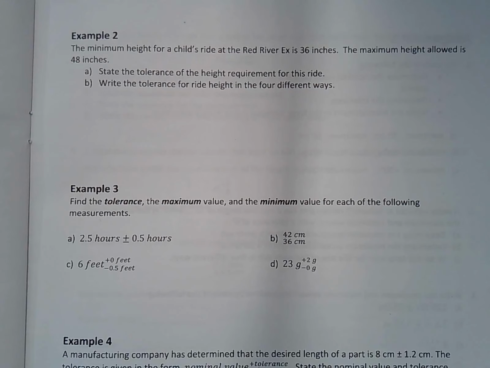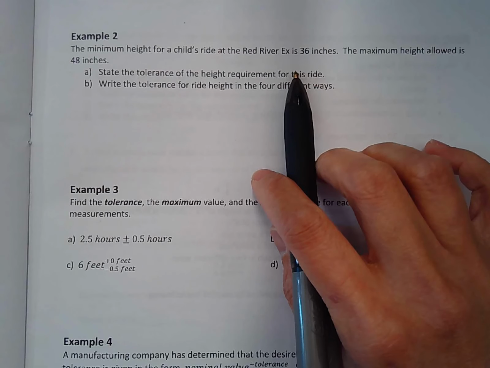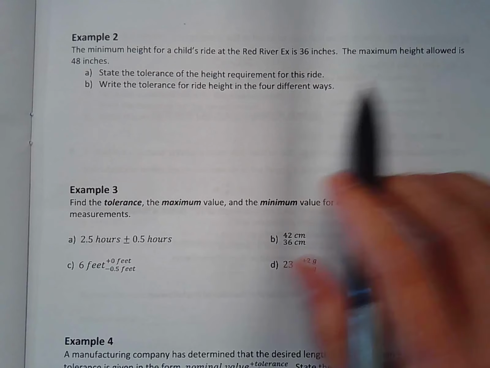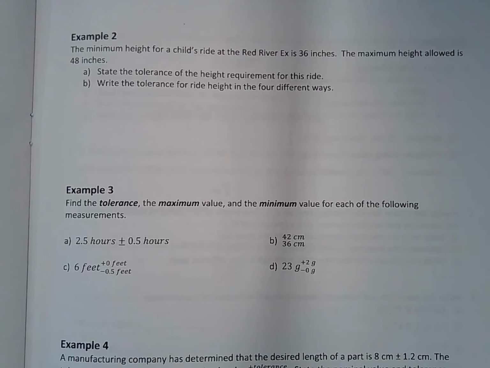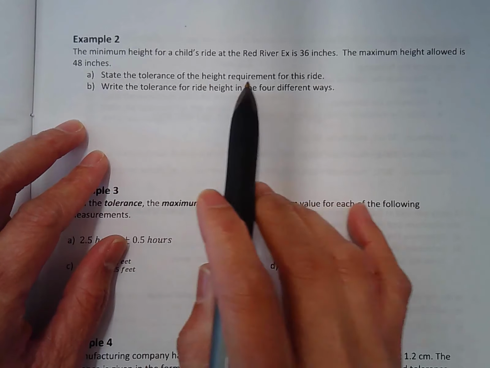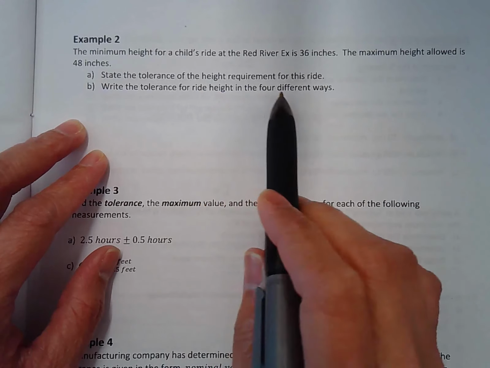So they're telling us the lowest and the highest, right? And it has to be between those two values, because if the person is too small, they might fall off, for safety reasons. And if the person is too big, maybe they won't fit in the ride. So there is a height requirement for those rides, okay? It says here, state the tolerance of the height requirement for this ride. Write the tolerance for the height in 4 different ways.